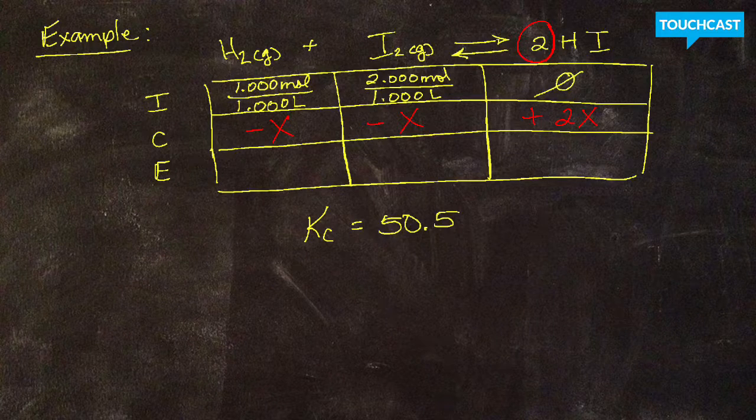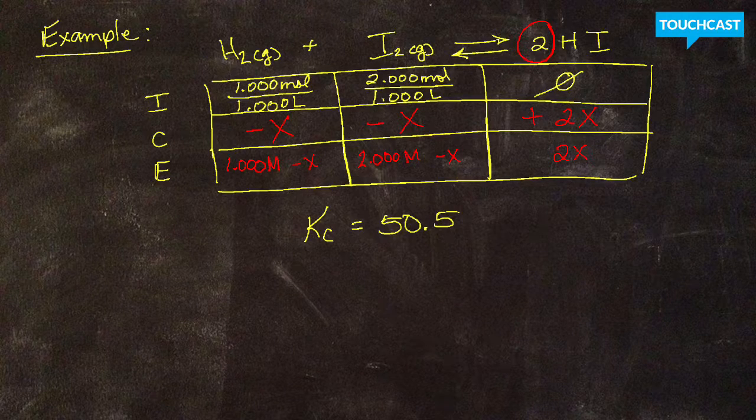Okay, so this looks a little complicated now, huh? But let's get our equilibrium. So this is technically 1.000 molar minus X. This guy will be 2.000 molar minus X. And then this guy is just 2X. You're probably thinking that you've got nothing to go on here. But with some algebra, we can actually figure out this stuff.